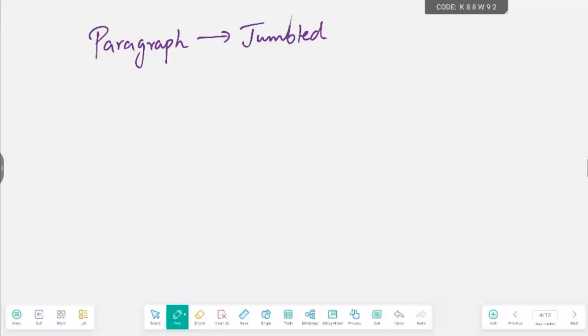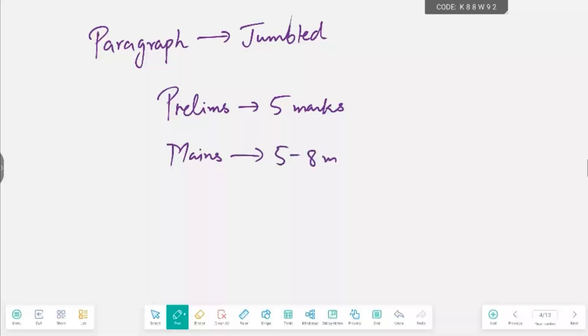Now talking about how important para jumbles is in your competitive exams: in prelims, it will be coming for at least 5 marks. And in mains, it will be ranging between 5 to 8 marks. So that depends on that year's paper. For specific sets, you'll have 5 marks, and for some sets, you'll be having 7, 6, 8 marks also. That depends on which set or which batch you get on that particular day. Okay, so this is a brief information about para jumble. Let's move ahead.